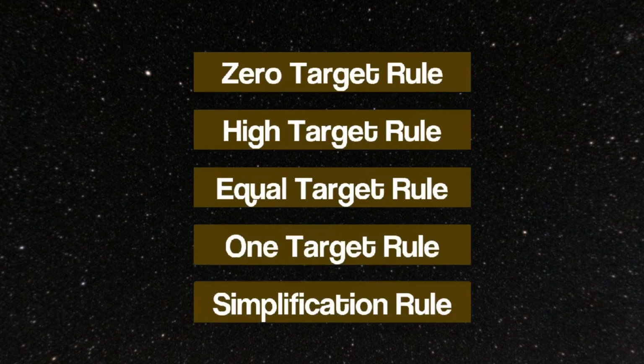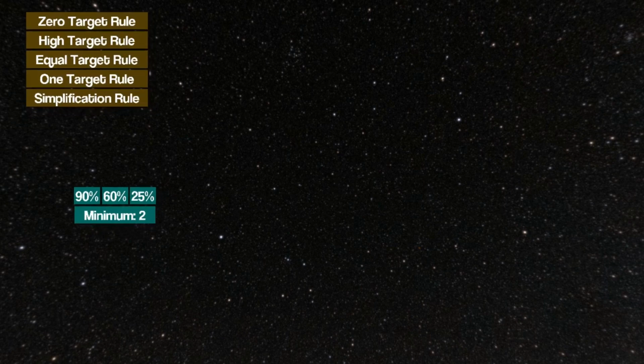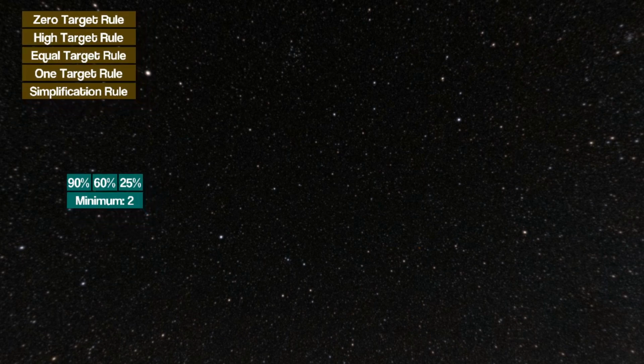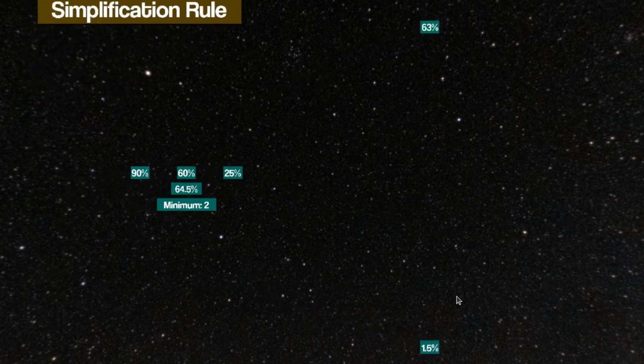So what happens if we use all 5 rules to solve a problem? Well, it goes a lot faster. Look, here's our 3 elements target of 2 problem. That's simplification rule. Here we've got 2 elements target of 1. That's our one target rule. Got a formula for that. Over here we've got 2 elements target of 2. That's our equal target rule. Got a formula for that. And we're done.